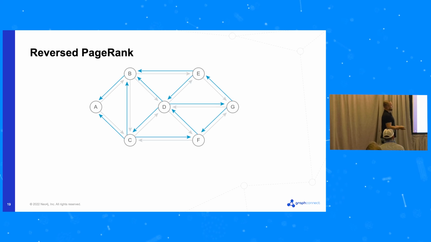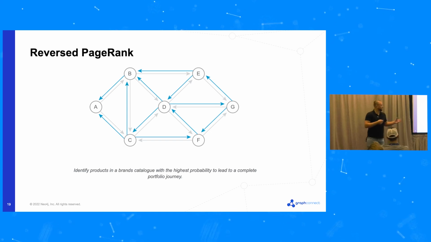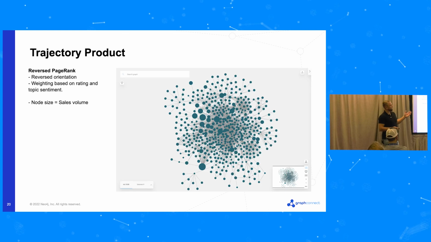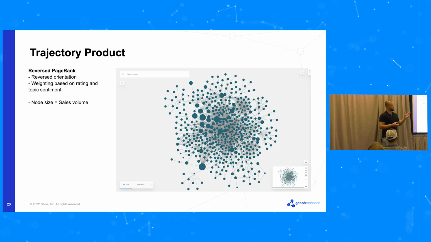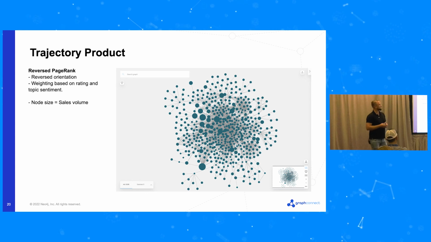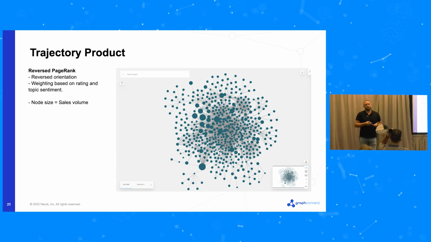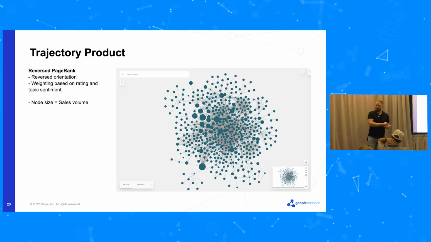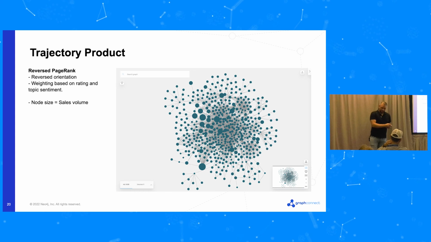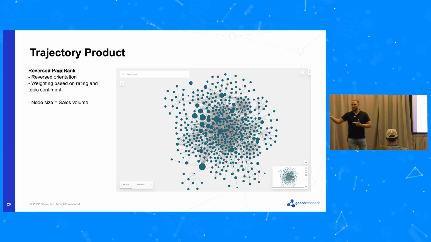So by doing this, we can identify products in brand catalogs with the highest probability to lead to a complete portfolio journey. When we do that, here we have the same kind of graph with the representation of the size in the form of sales volume. It is easy to identify which size has the most sales. But we reverse the orientation, and on top of that, we can now put the weighting in. How important is a relationship from one node to another based on not only the actual sale, but how happy was the client with the purchase, and how happy are other clients with the product that we're going to recommend as the next one.